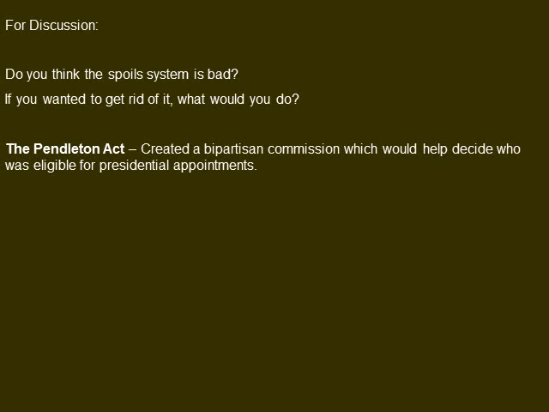So the government ends up passing a piece of legislation, which we're going to take a look at and read, called the Pendleton Act, which created a bipartisan commission, people from both parties, that would help to decide who would be eligible for presidential appointments and government jobs. We're going to take a close look at this and try to examine whether or not it was an effective piece of legislation and whether or not it really solved some of the problems, or if there really were problems at all.